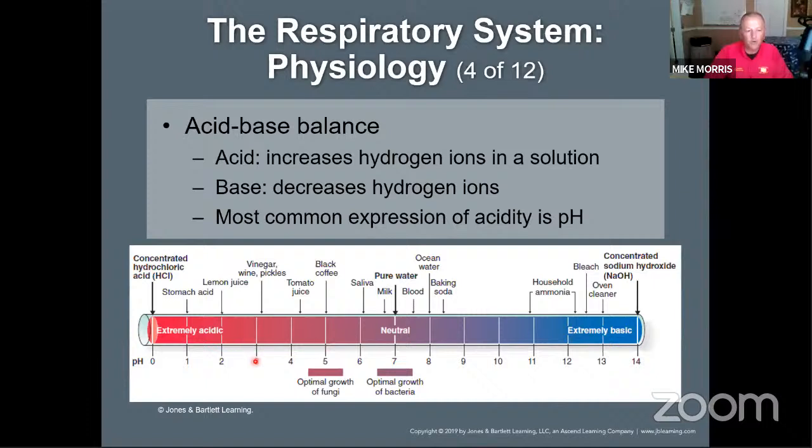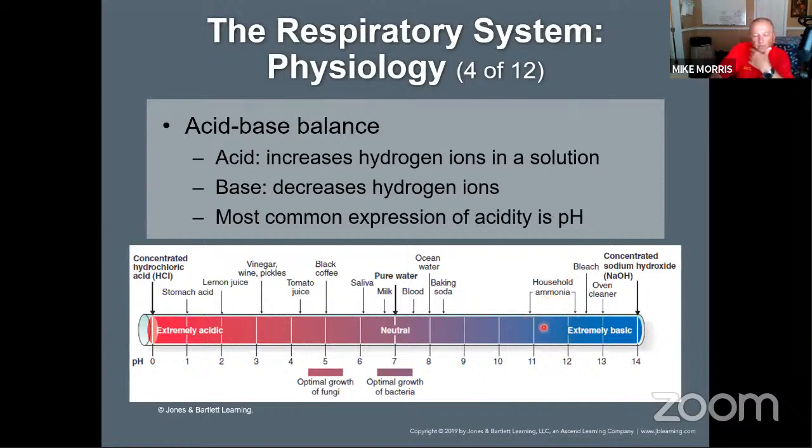We covered this quite a bit. This is our acid base. Here's a look at the pH scale. You can see here that pure water is at 7. Blood is here at 7.35 to 7.45. Baking soda is about 8.5, maybe 8.4.